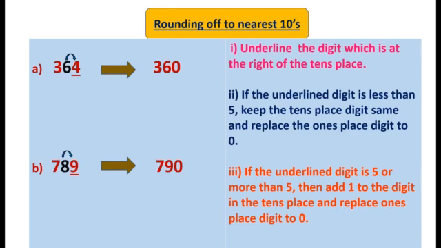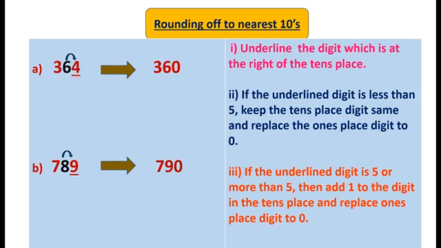So your rule for rounding off to nearest tens. You can see here the question given is 364 and we have to round the number to the nearest tens. First of all, what is the digit at tens place? I have written it here with the black color. You can see 6 is the tens place digit. And next, what is the digit towards the right of it? That is 4, which I have underlined.